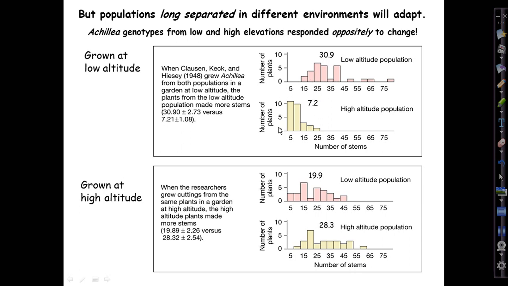That's its number of stems in a cluster. What's the word for it? Stems per cutting. The low altitude plants growing in their native environment produced nearly 31 stems at the end of a growing season, whereas the high altitude populations grown at the seemingly favorable low altitude site produced many fewer, right? They were smaller by a factor of 4, actually, or 5.